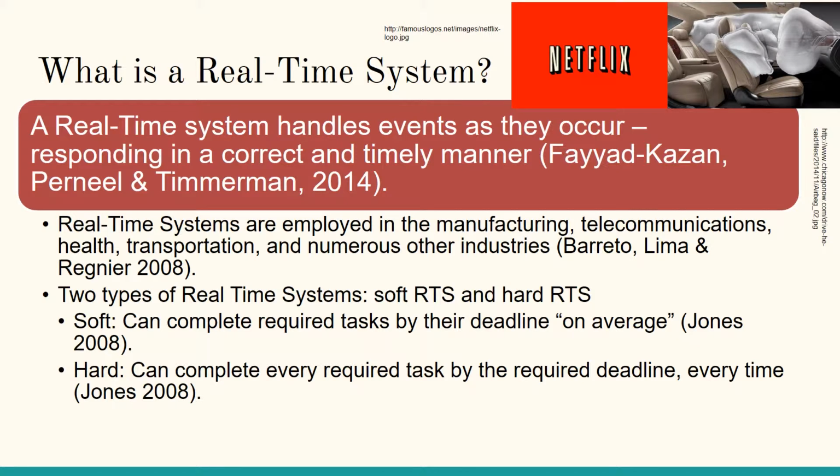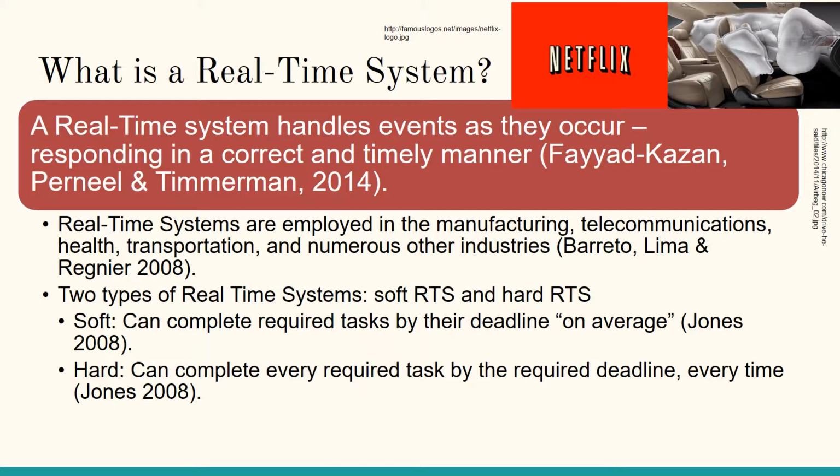So our first topic is the definition of a real-time system, which is a system that handles events as they occur, responding in a correct and timely manner. Real-time systems are used in the manufacturing, telecom, health, transportation, and numerous other industries. And the two types of real-time systems are soft and hard real-time systems.